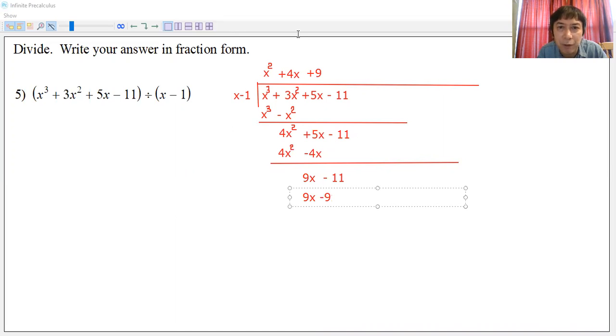And then we're doing the subtraction again. 9x minus 9x is 0. Negative 11 minus negative 9 becomes plus 9, so we have a negative 2 difference. So we will have here negative 2, and this becomes the remainder. And so we will have to write the remainder this way. That negative 2, we will have that sign minus.